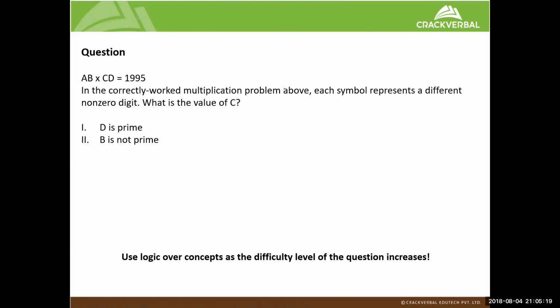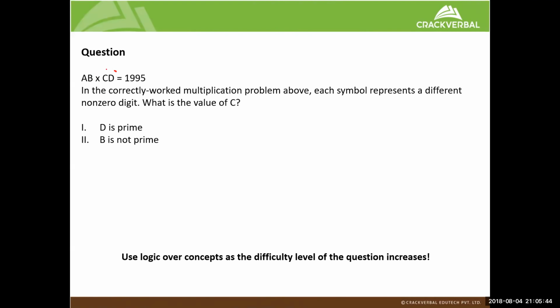Yes, Shikhar. So you've come to the point there, but there are certain things that you overlooked, right? So guys, what happens in the harder levels of questions? You'll have just too many pieces of information that you'll have to juggle with. So you have to be a little more structured in how you collate all that information together. Okay. So what the question tells me is AB into CD is 1995.